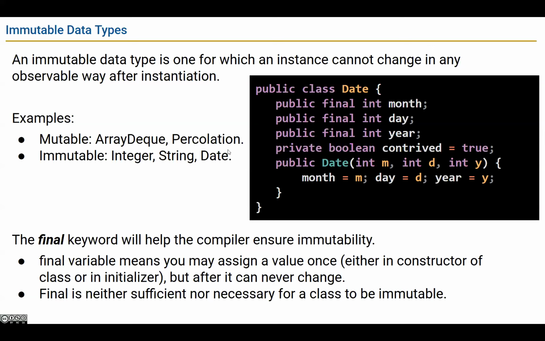Here's an example of a date class, which is guaranteed to never change. We use this final keyword, which prevents changes of values after you've set them. And the month, the day, the year are all unmodifiable because they're all set to final. Once you create it, it is stuck in that form directly. There's no way to change this.